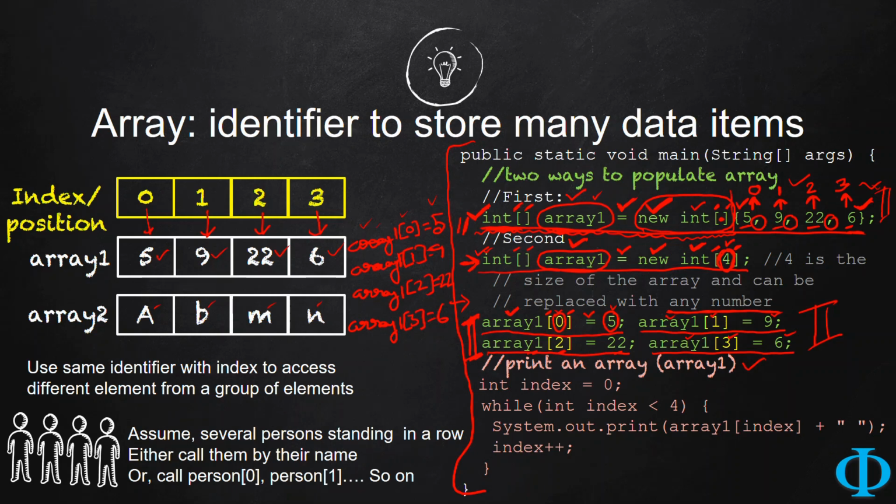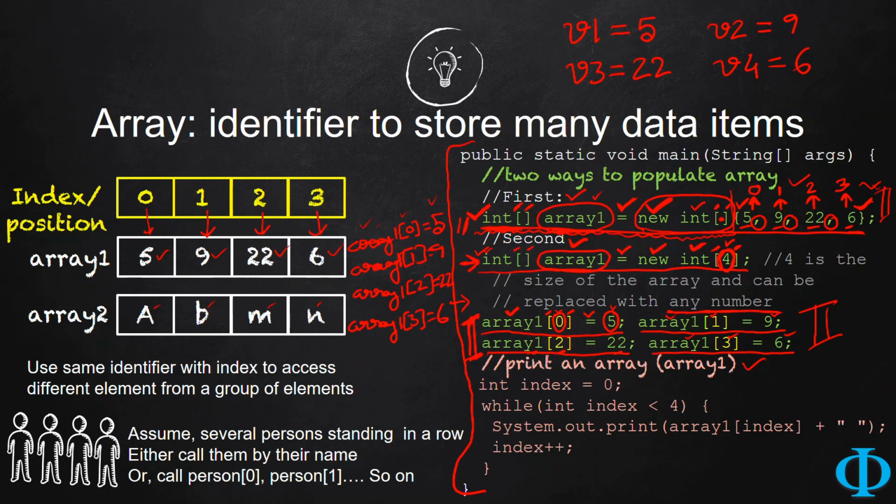Let us say, instead of this array 1, I am going to store all these data elements in 4 separate variables. So let's say variable v1 will store 5, then variable v2 will store 9, then variable v3 will store 22, and finally v4 will store 6 in here.